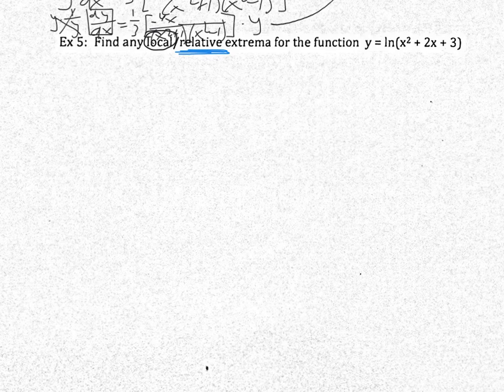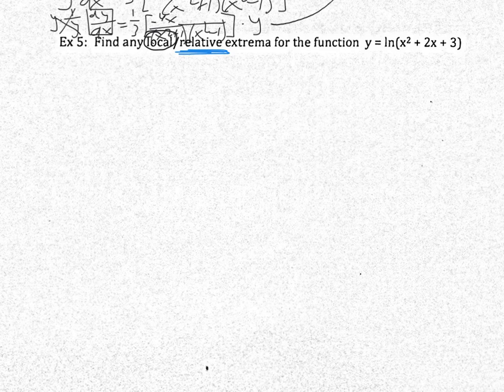When you're looking for relative or local max and mins, you want to find out critical numbers. The first thing you want to find is critical numbers, and that's where the derivative either equals 0 or undefined. And then you do your number line, and you look for where it's positive or negative and where it's changing. Just to give you an idea of how to enter the problem.